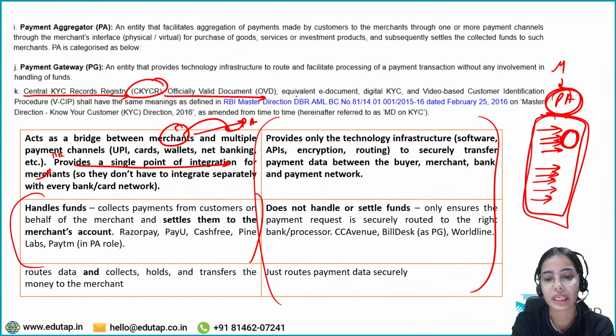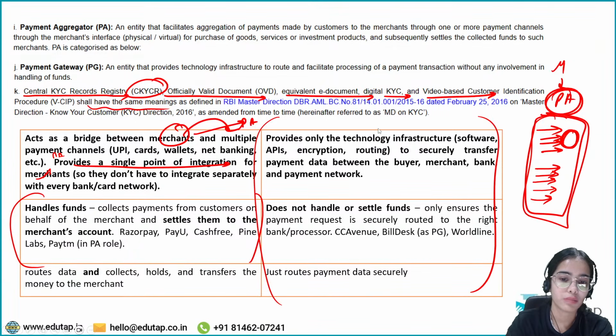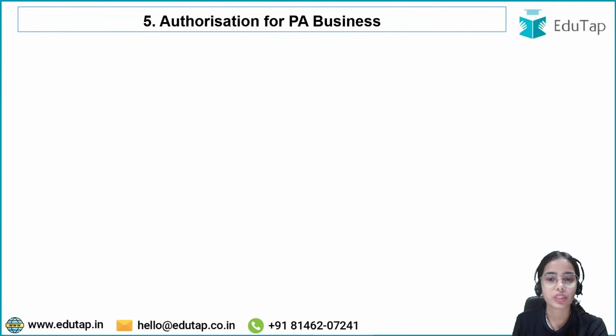Officially valid document, equivalent e-document, digital KYC, video-based customer identification procedure shall have the same meaning as defined in the master direction of the KYC. That's it. Now, coming to the authorization for the payment aggregator business.